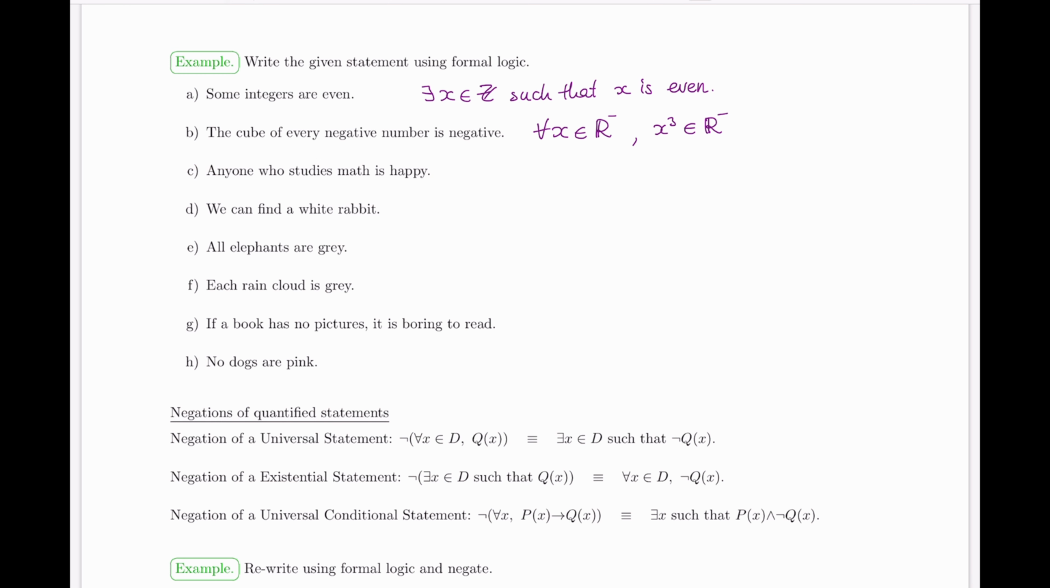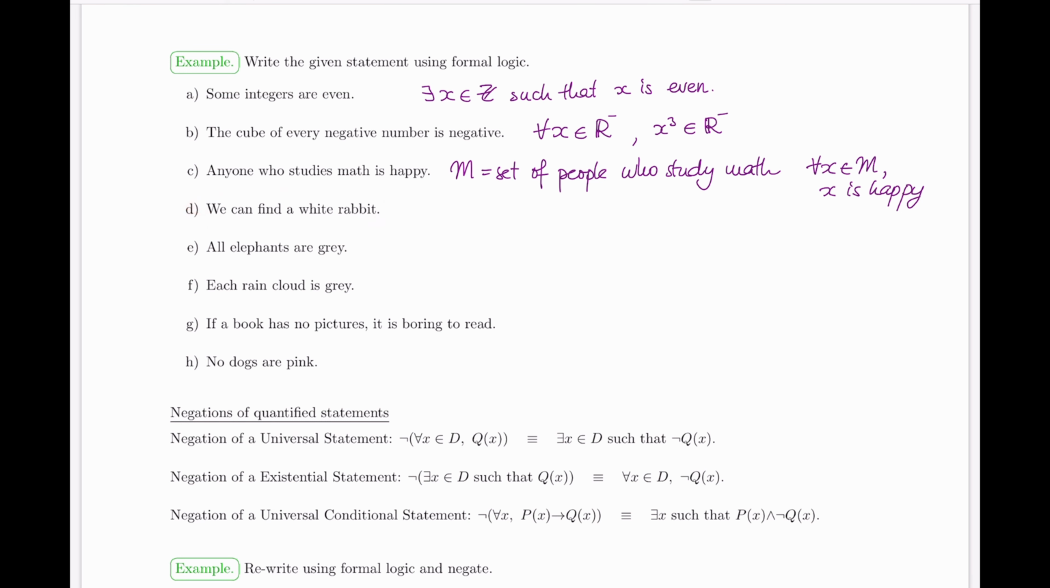Anyone who studies math is happy. True story. So here, we don't have the sets like before that have already been defined for us. So we're going to introduce our own set. So let's say that M is going to be a set of people who study math. I suppose it can be just a set of any living beings who study math, maybe not necessarily people, it says anyone. And then once we have defined our set, we can state what the actual property is. So for all x in M, everybody who studies math, they are happy. So x is happy.